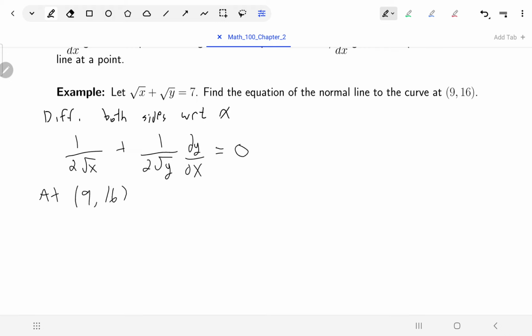Okay, so now let's find our derivative at (9, 16). Same thing as previously when I was finding a numerical value for my derivative, I'm not going to bother doing any simplification just yet. I'm just going to put in the 9 for x and the 16 for y, and that'll make it faster for me to solve for my dy/dx. Root of 9 is 3, so for that first fraction I have 1 over 2 times 3, which is 6. And root of 16 is 4, so for the second fraction I have 1 over 2 times 4, which is 8.